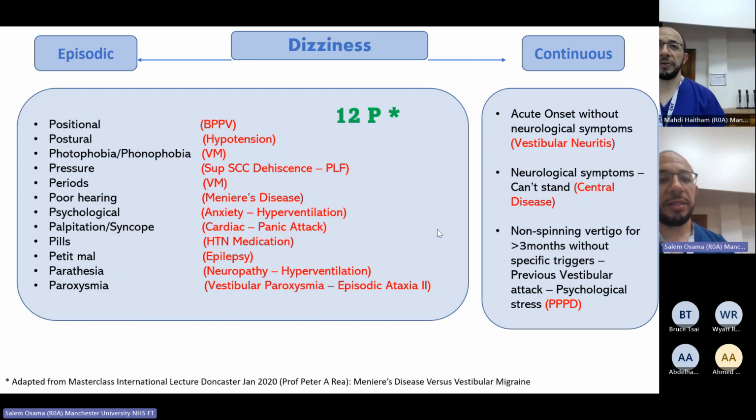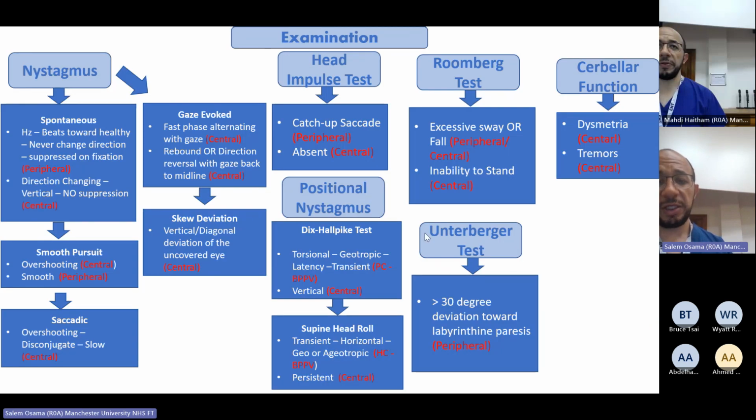As you see, there is a wide differential diagnosis that you need to think about and consider while you're taking the history. Then the next thing is the examination. We actually have two columns. The first is nystagmus and the head impulse test. This is mainly for the vestibulo-ocular reflex. When you look at the patient, you start with spontaneous nystagmus, then smooth pursuit nystagmus.